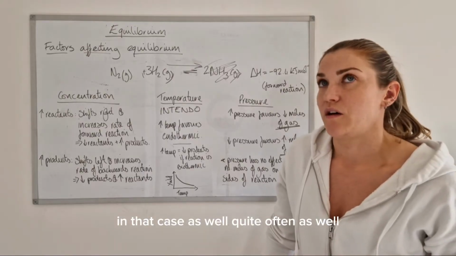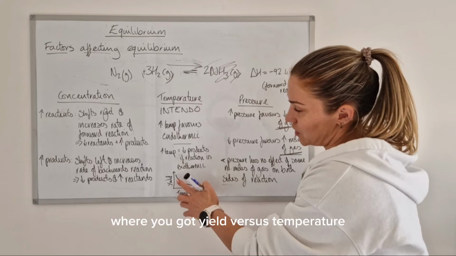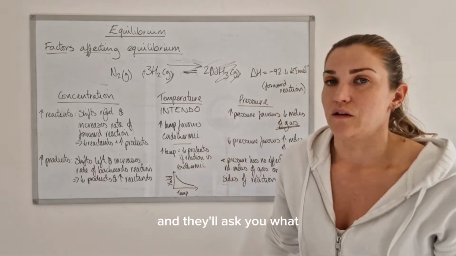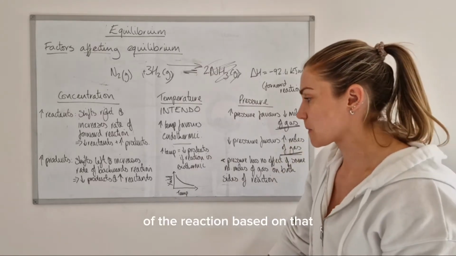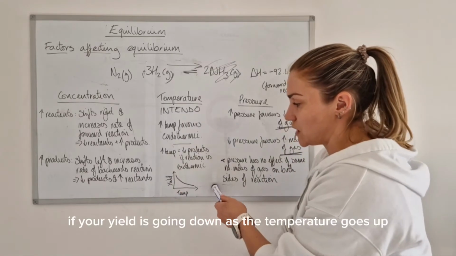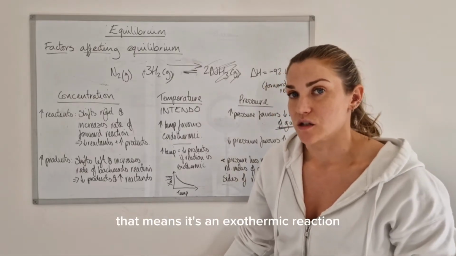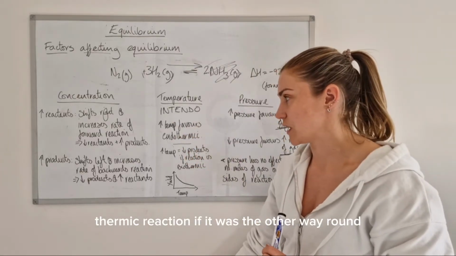Quite often as well, you will be given a graph that looks like this, where you've got yield versus temperature, and it'll show the yield decreasing as the temperature increases, and they'll ask you what you can conclude from the enthalpy change of the reaction based on that. So if your yield is going down as the temperature goes up, that means it's an exothermic reaction, because like we said, an increase in temperature would favour an endothermic reaction.